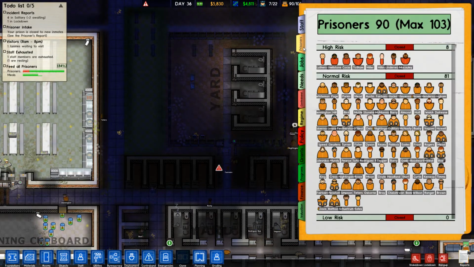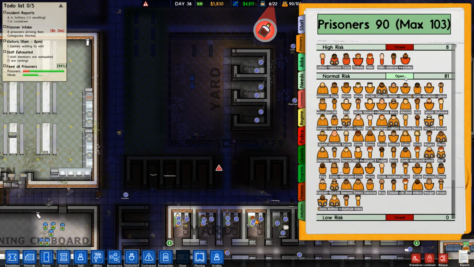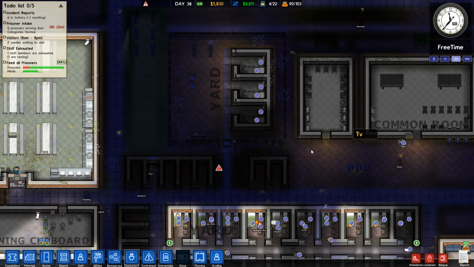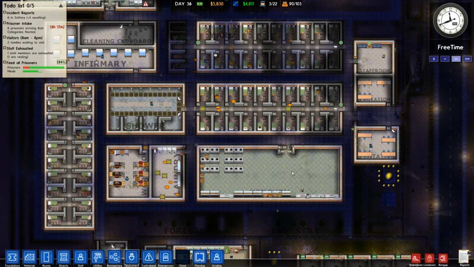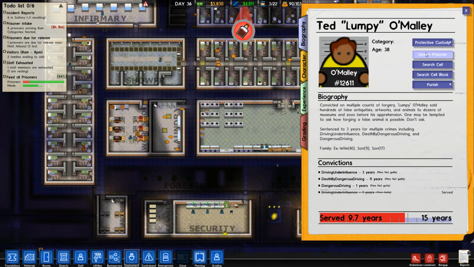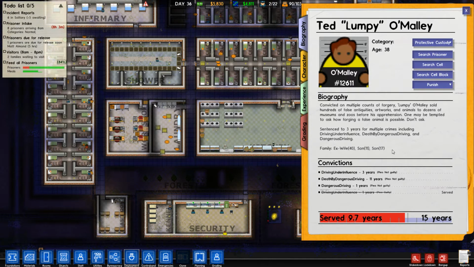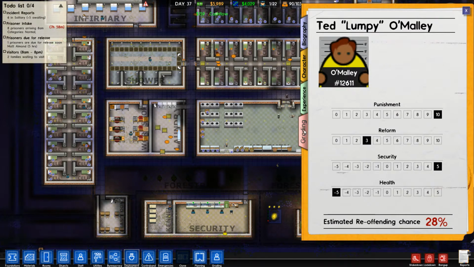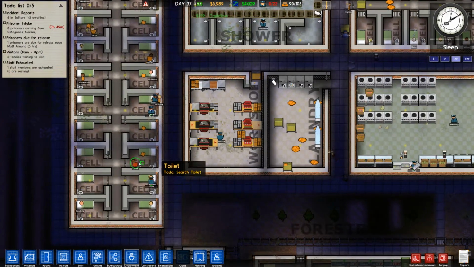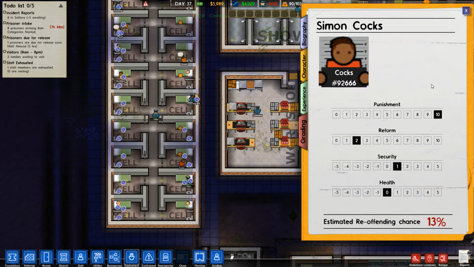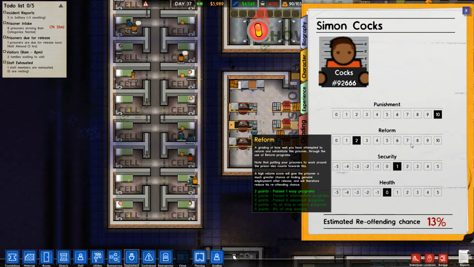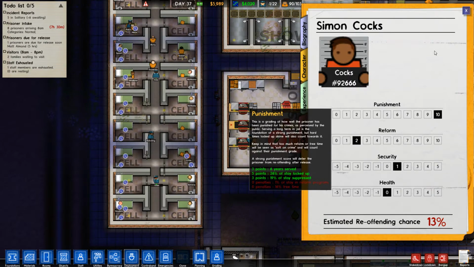By the way, I can get a couple more prisoners in here. Reoffending chance is still 28% for this guy. Let's see if we can actually find someone who has a low reoffending chance. 13%. That's better. Reform. He's taking all of the programs, so that's good.